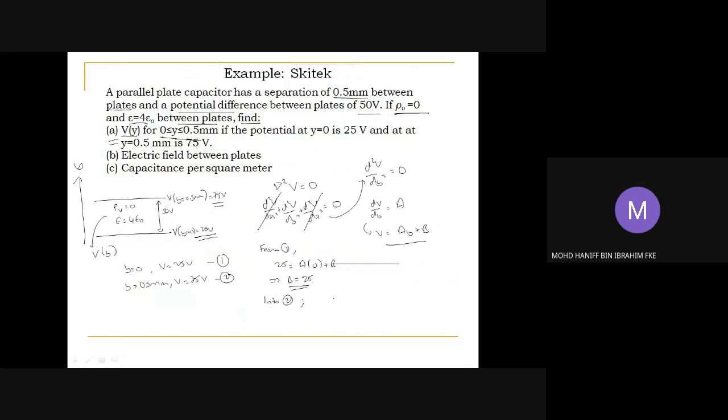Using this equation, we have 75 volt shall be equal to A multiplied by 0.5 times 10 power of negative 3 plus 25, and A shall be equal to 50 divided by 0.5 times 10 power of negative 3. If we solve for this, we get 1 times 10 power of 5. So as such, we can write that V basically will be 1 times 10 power of 5 y plus 25.